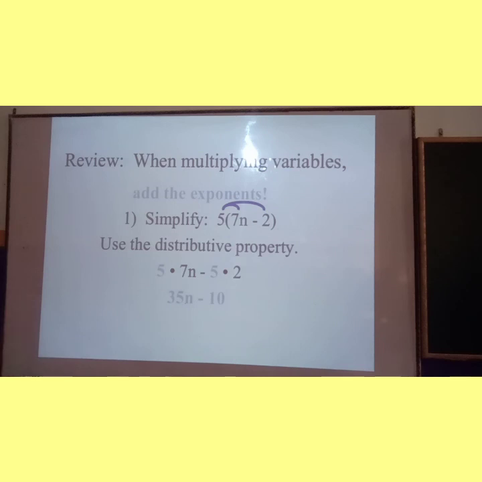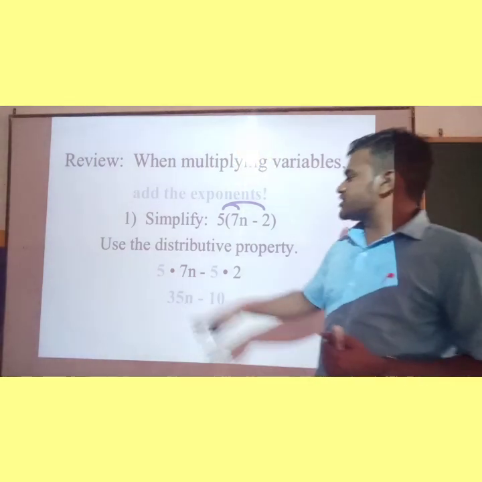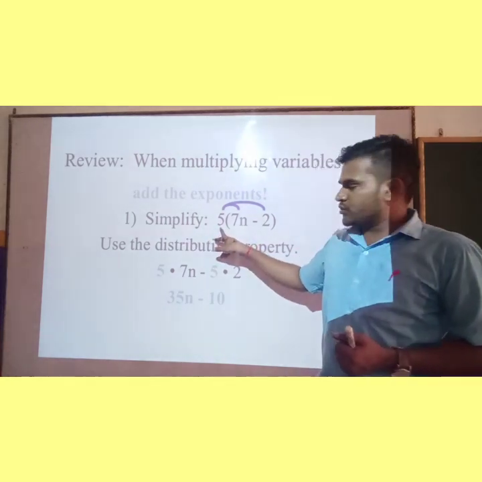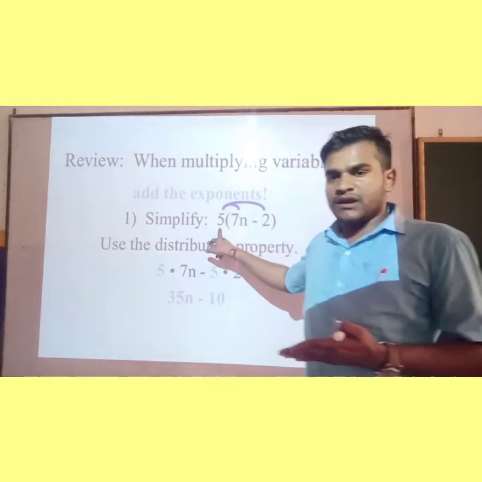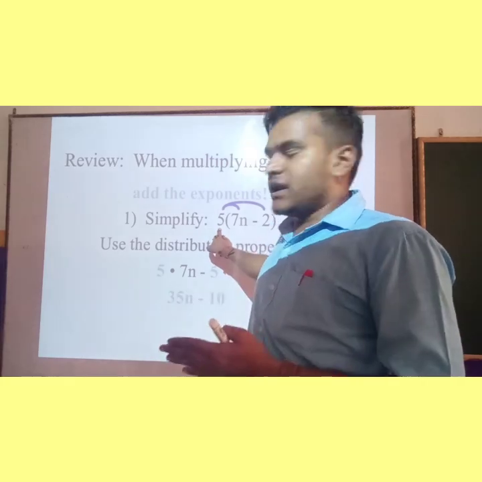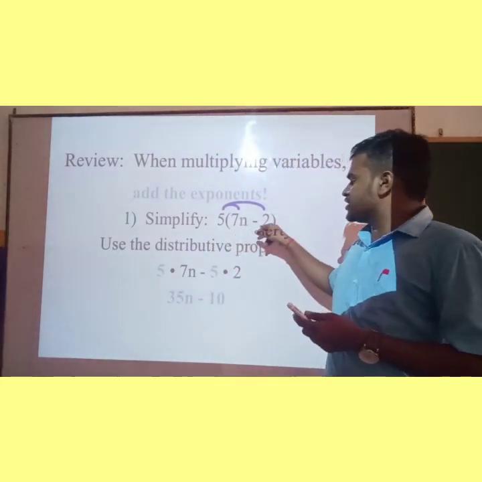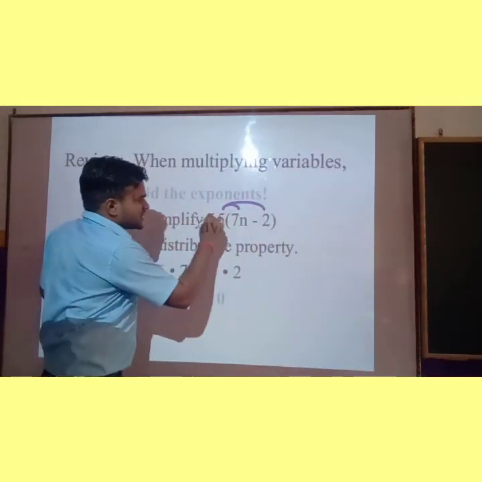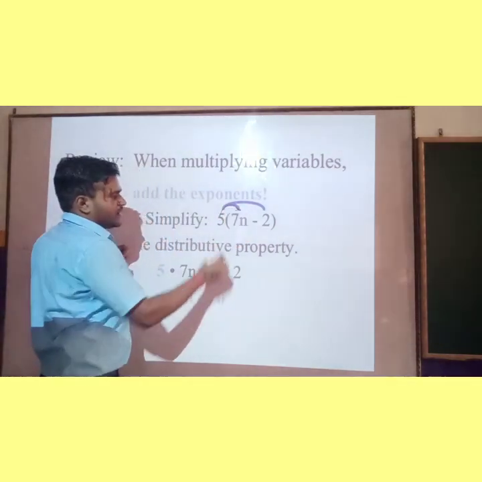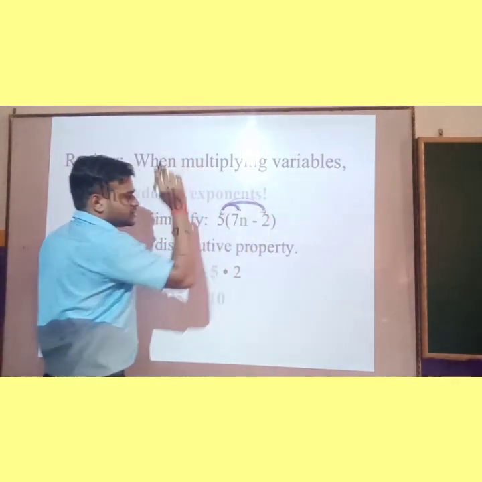Now when we multiply variables, we add their exponents. Suppose we have to simplify 5 into 5 is a monomial. Yes, 5 is a monomial. 5 into 7n minus 2. So this 5 is multiplied with 7n and again it will be multiplied with 2.